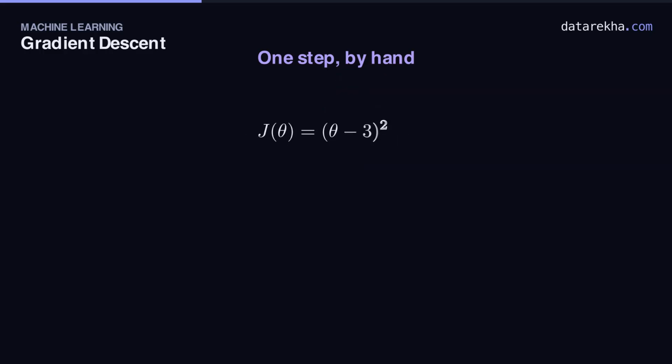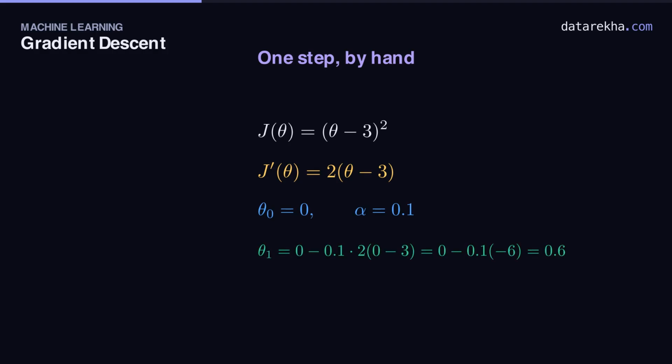Let's put real numbers through it. Take the loss (theta minus 3) all squared, so its slope is 2 times (theta minus 3). We start at theta equals 0, with a learning rate of 1/10. The true minimum is at 3, so we'd like our steps to march us rightward toward it. First step. The slope at 0 is 2 times minus 3, which is minus 6. So new theta is 0 minus 1/10 of minus 6. That's 0 plus 0.6, giving theta 1 equals 0.6. The negative slope pushed us right, exactly as promised.